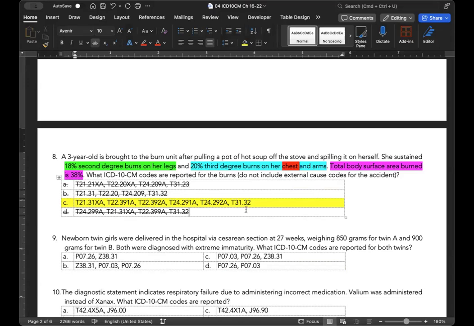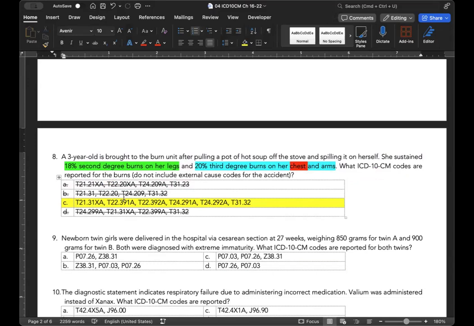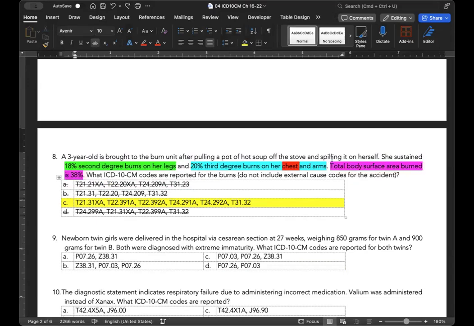Now, when you're talking TBSAs, even if they don't give you the total body surface area that's burned, let's say they took this part out, you still know your total body surface area that's burned, right? Because you have 20% plus 18%. So that gives you your 38%. So even if they don't give that number to you, you still have to take that number into consideration whenever you're coding from scratch. Does that make sense?